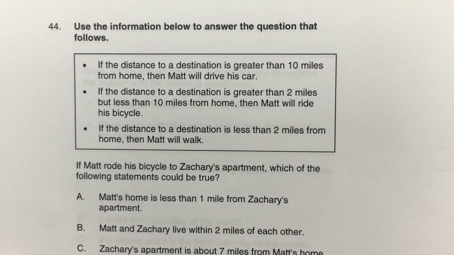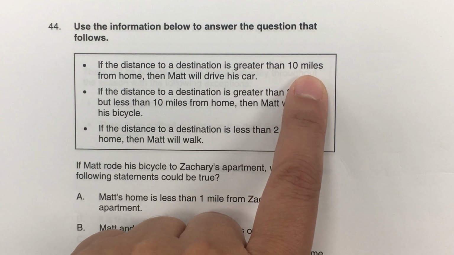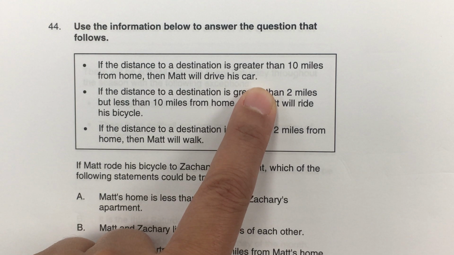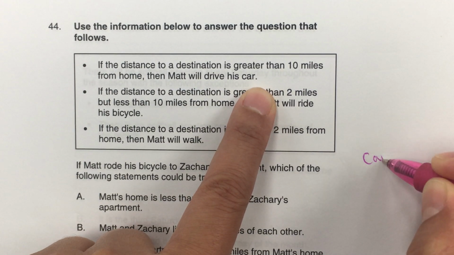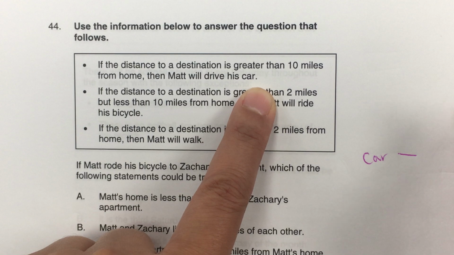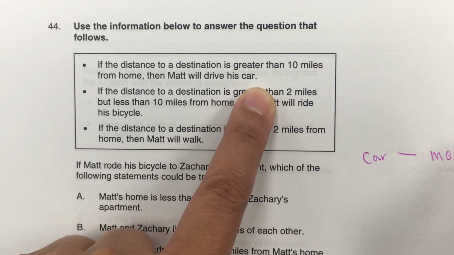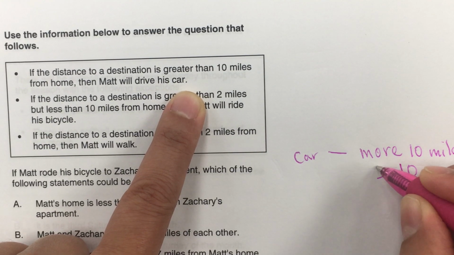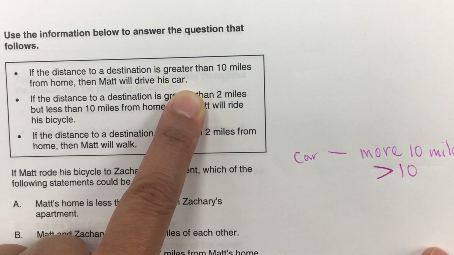Number 44. Use the information below to answer the question that follows. If the distance to a destination is greater than 10 miles from home, then Matt will drive his car. So when will he drive his car? If he drives more than 10 miles, okay? And the representation would be greater than 10. This will be the symbol.